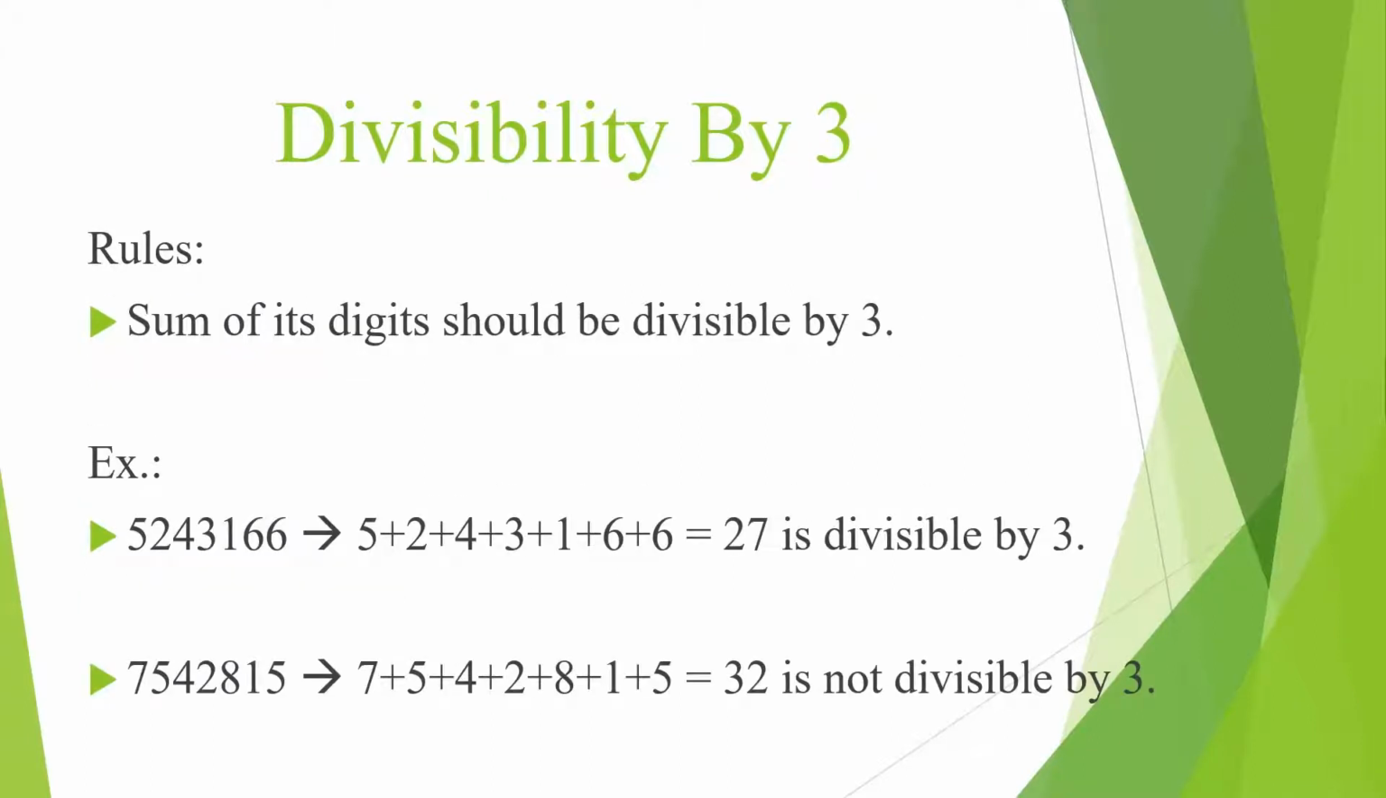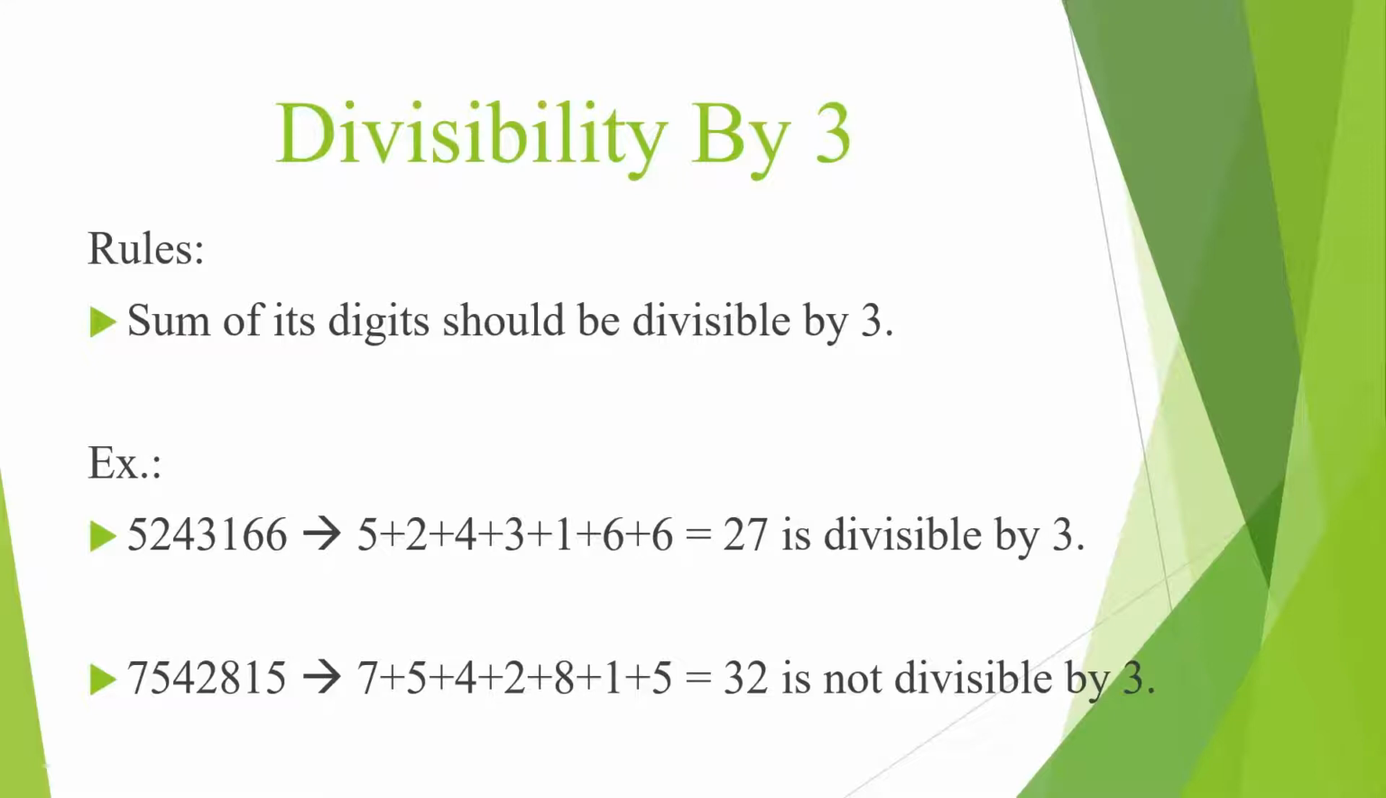Let us check for the number 3. The rule is that the sum of all the digits in that number should be divisible by 3. So we can easily identify whether a big number is divisible by 3 by just adding all the digits. For example, let us consider this big number. If we add 5 plus 2 plus 4 plus 3 plus 1 plus 6 plus 6, it sums up to 27. 27 is divisible by 3, since 9 times 3 is equal to 27, and the remainder is 0. So we can easily identify that 5,243,166 is also divisible by 3.